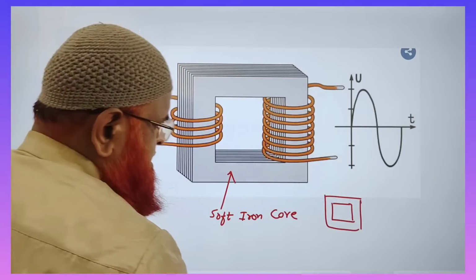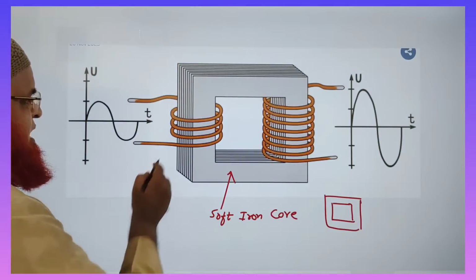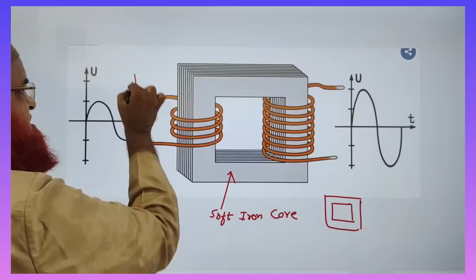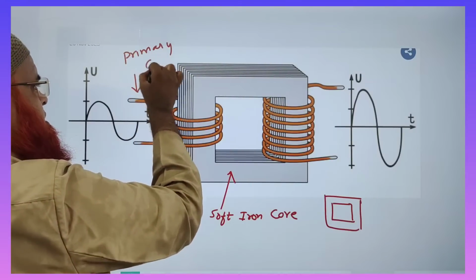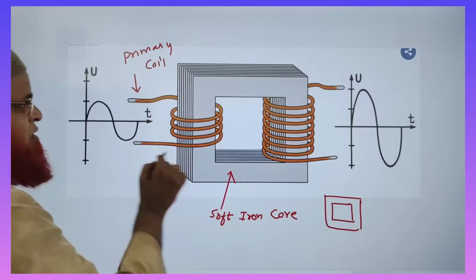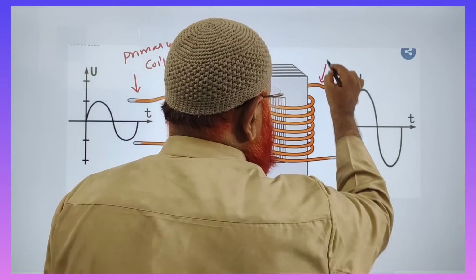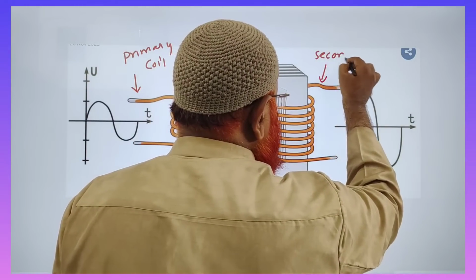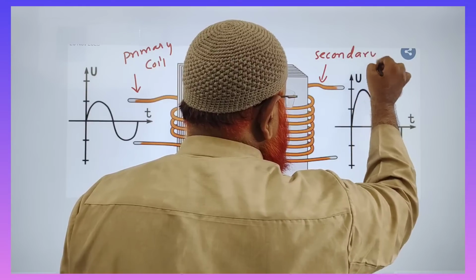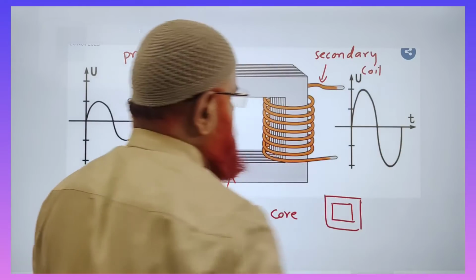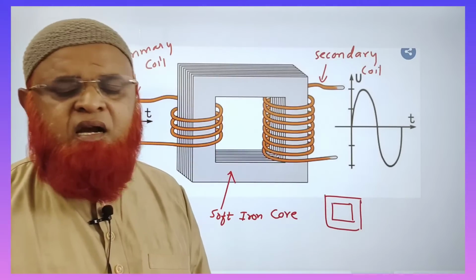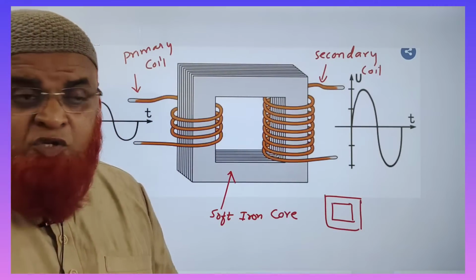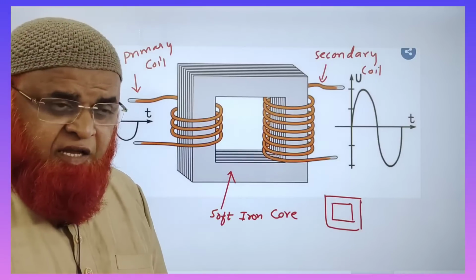Okay. Next, after that, it is having two things here. One is said to be the primary coil. This is the primary coil, and this is said to be the secondary coil. So primary and secondary coils are there.